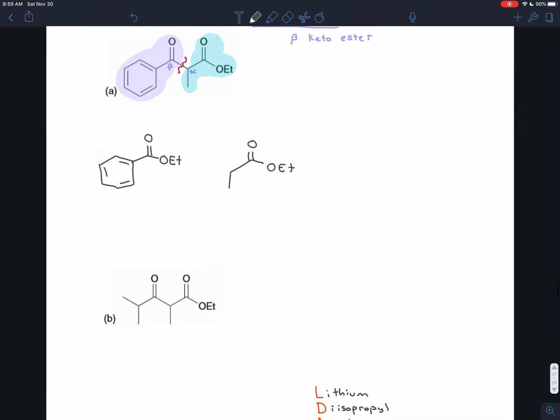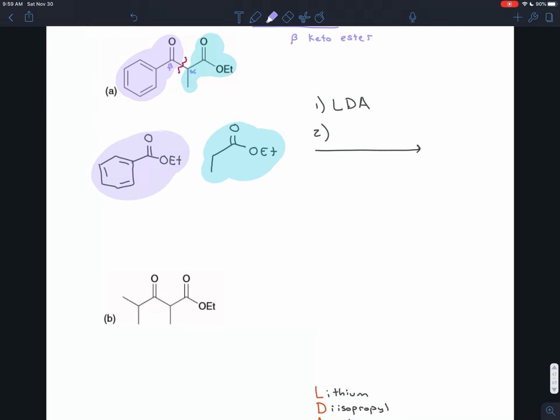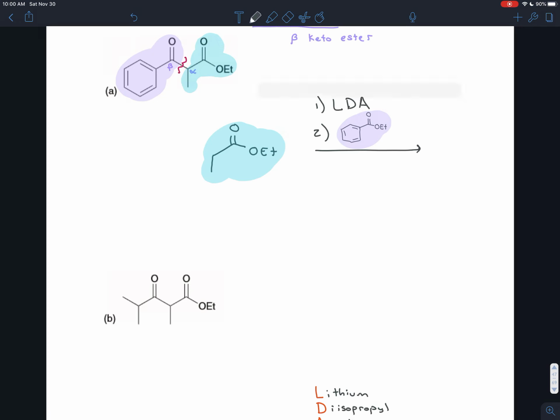So here you could take the molecule that has the alpha hydrogen on it, this one. You would first treat that in one step with LDA, lithium diisopropylamide. That will turn this alpha position on every single one of those molecules into a nucleophile. So that's our first molecule. Then you would take the second molecule and drip that into the reaction vessel. And as it drips in, this nucleophile will attack the carbonyl there and do the nucleophilic acyl substitution.